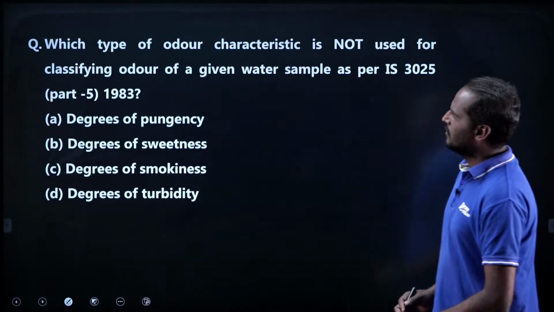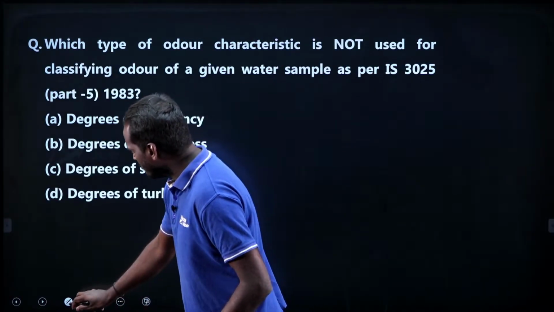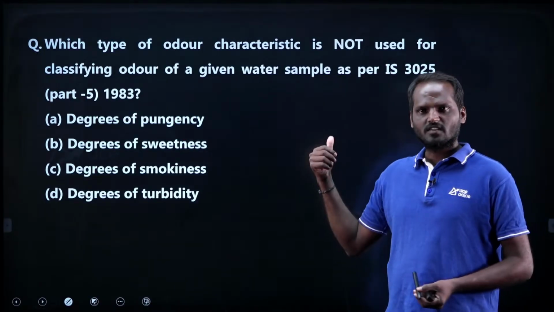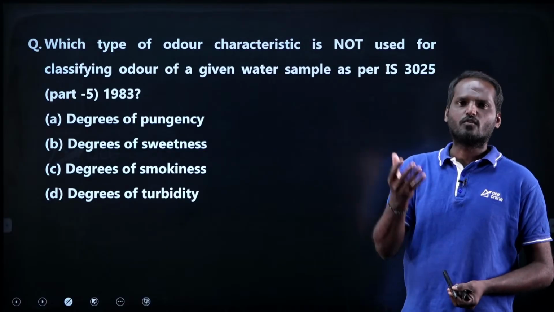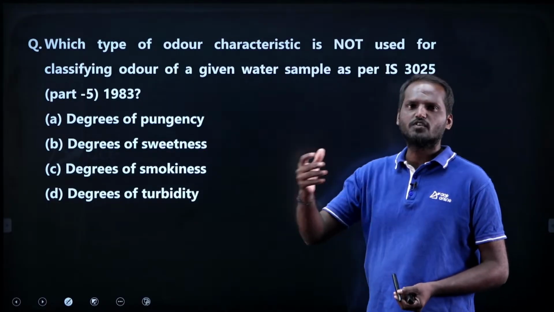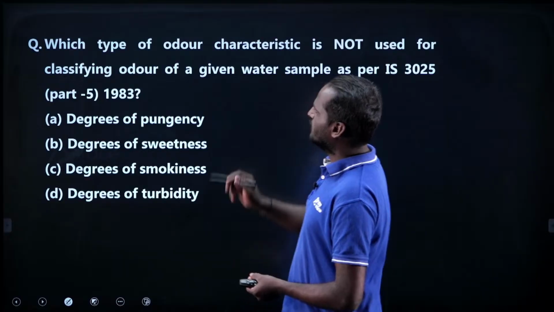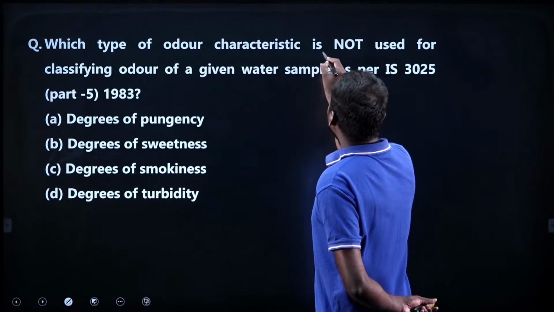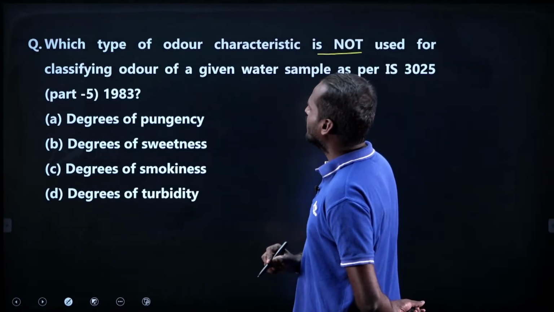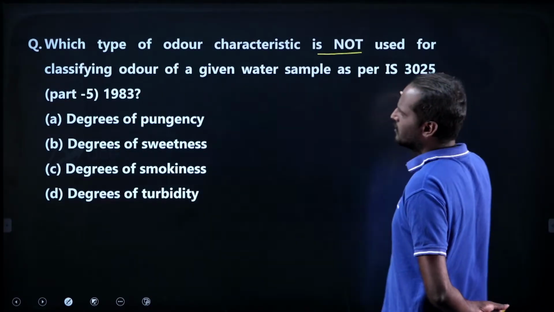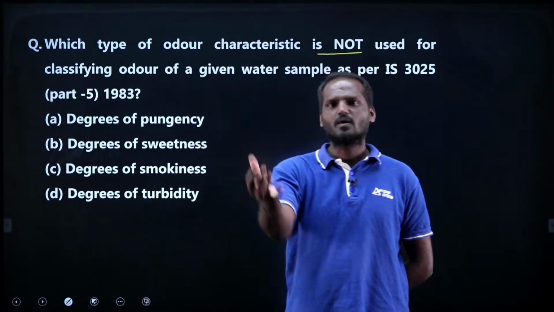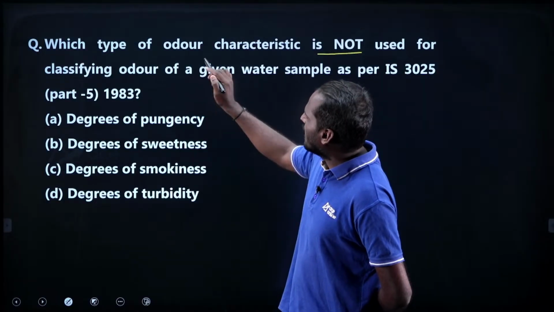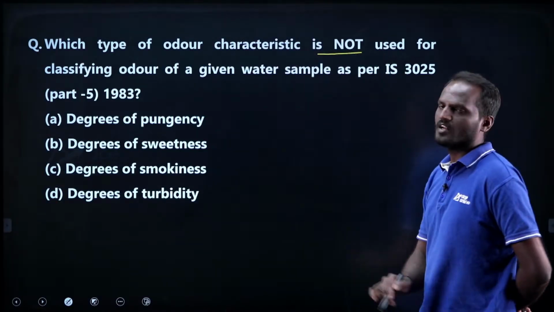Okay. Now look at this question, very easy question. You may not be aware of the code given in the question, but without knowing that code, you can still answer these kinds of questions with your common sense. Look at the question, which type of odor characteristic is not used? Remember this, which type is not used for classifying the odor of a given water sample as per the code? Forget about the given code, it doesn't matter, but if you understand what he is asking, odor characteristic is not used in classifying the odor.